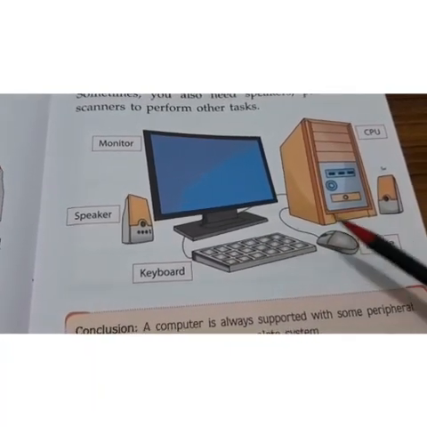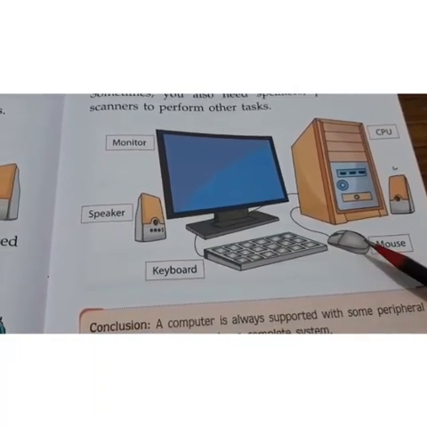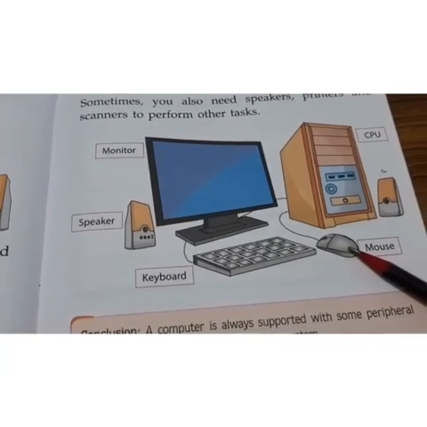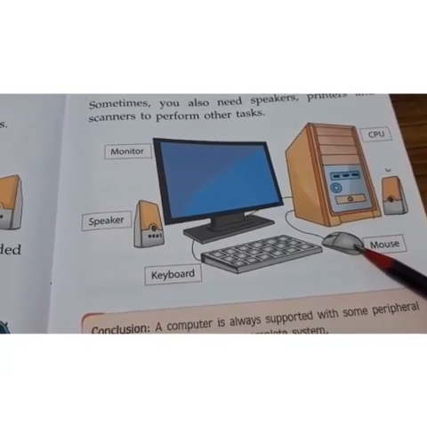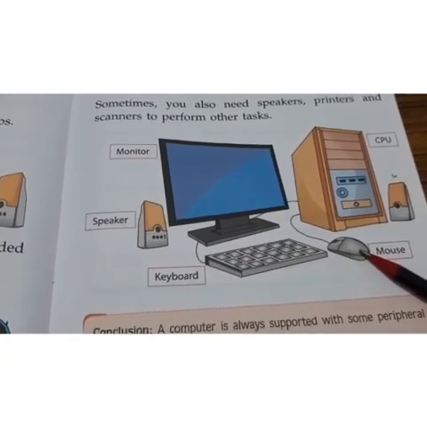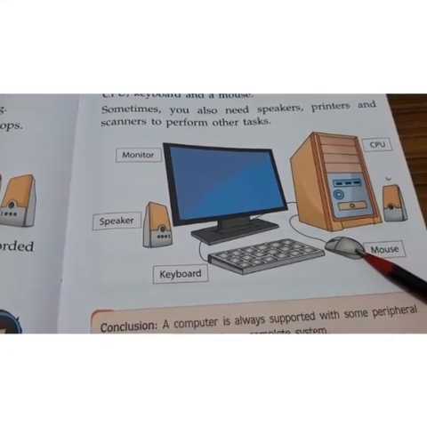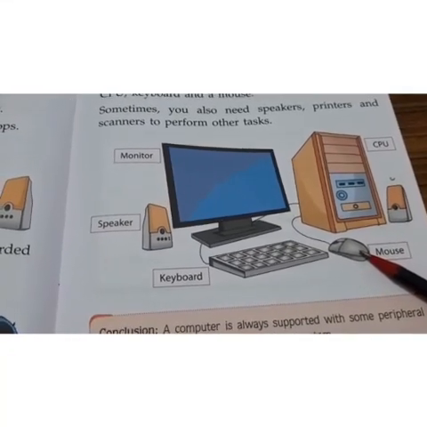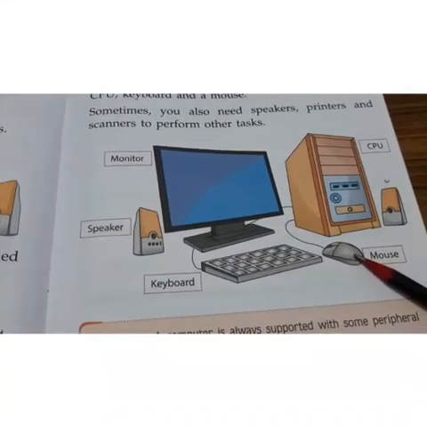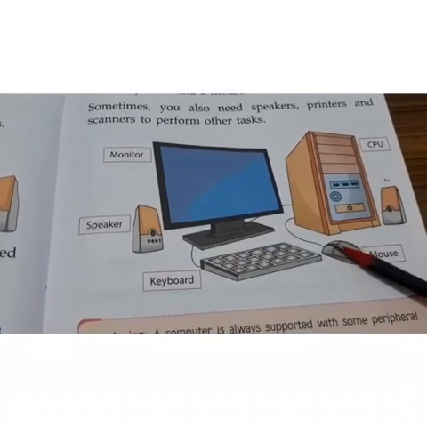Come to the next part of the computer. This is mouse. Mouse is a pointing device. It helps to point or select object in the computer. Mouse has 3 buttons. 1, 2 and 3.